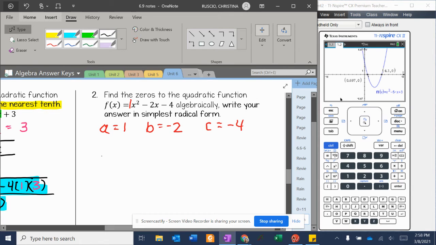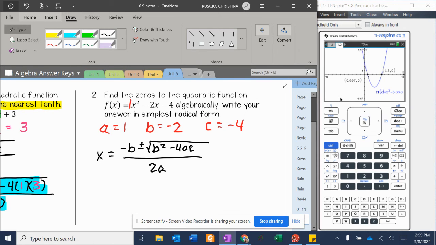All right, quadratic formula. X equals -b plus or minus the square root of b squared minus 4ac all over 2a. Okay, a lot of people try to leave this step off. Don't do it. Write the formula, please and thank you. Okay, cool, let's move on.